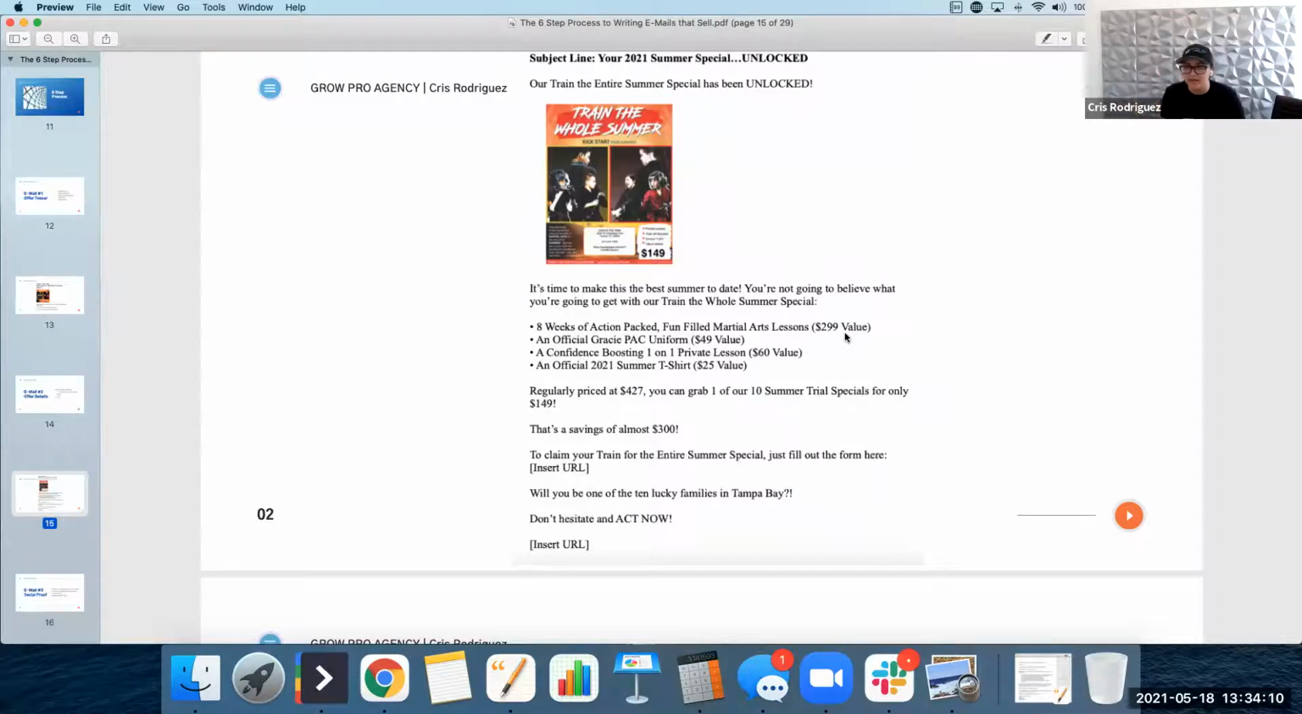This is incredibly important. In psychology, it's called the concept of anchoring. And we want to anchor people into what the total cost of what they're actually getting is versus the discounted cost of what they're getting. So in our particular offer, it's 8 weeks of action-packed, fun-filled martial arts lessons, which is valued at $299. An official Gracie Pack uniform, which is a $49 value. A confidence boosting one-on-one private lesson, which is a $60 value, and an official 2021 summer t-shirt, which is a $25 value. Okay, so regularly priced at $427, you can grab one of our 10 or 20 or whatever the amount was that you listed, summer trial specials for only $149. That's a savings of almost $300.